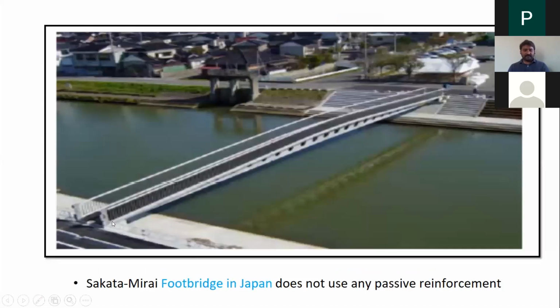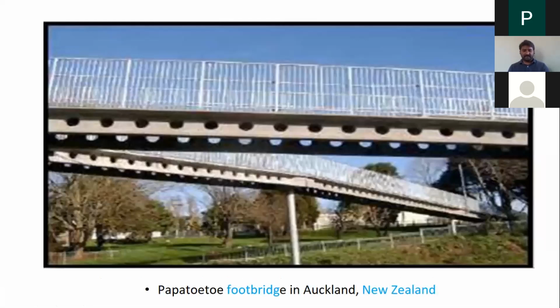So this is another pedestrian bridge. It spans around 60 meters in length. It is in Japan, a foot-over bridge. Without any passive reinforcement, they have constructed this foot-over bridge, which is a very long span. So the application of reactive powder concrete comes in this way, because of its very high tensile carrying capacity, and even the flexural strength of reactive powder concrete is very high. So one more bridge in New Zealand, a footbridge. So these are a few of the applications.